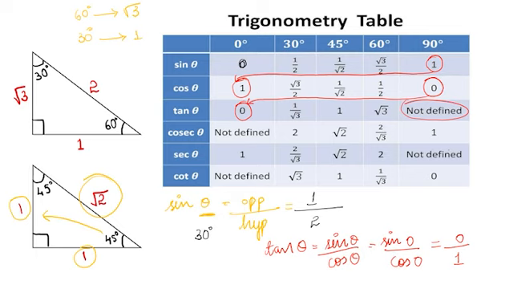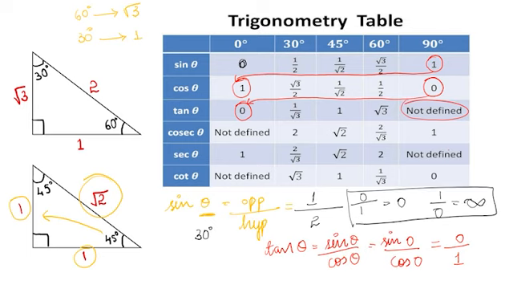You should be knowing this also. This is also the most important thing: 0 by 1 is nothing but 0, and 1 by 0 is nothing but infinity. So instead of writing infinity, I've written not defined. Infinity means, do you have any particular number? No, right? So infinity means nothing but not defined. Now again let's continue.